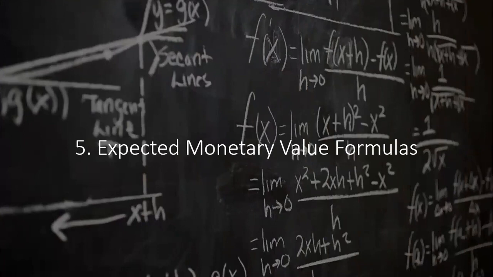Number five, expected monetary value, EMV. Cramming EMV formulas, not sensible. Well, what is EMV after all? Probability times impact. That's all.